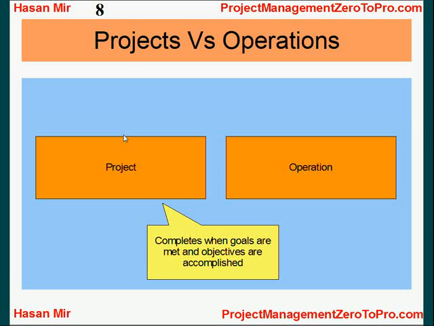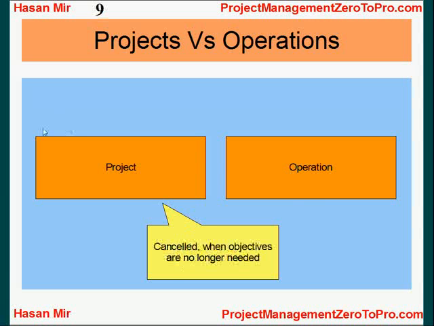Okay. So why is the project running? A project is running to meet the specific goal and objective of the project. And why was the operation running? Operation was running to meet some kind of business or functional need of the organization. Whenever those goals and objectives are no longer required, the project is cancelled. We just don't keep on running the project just because we started it. Okay, so that's a very important point.